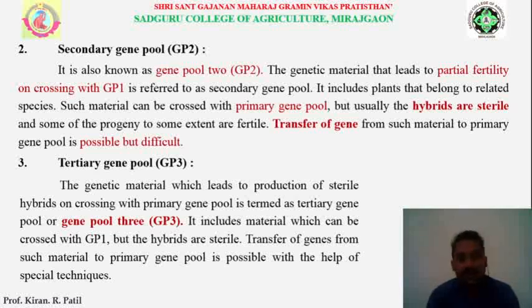The third type is the tertiary gene pool, that is GP3. This is the genetic material which leads to production of sterile hybrids on crossing with the primary gene pool. So due to this, what? It includes material which can be crossed with GP1 but the hybrids are sterile. The transfer of genes from such material to the primary gene pool is possible only with the help of special techniques like gene transfer.